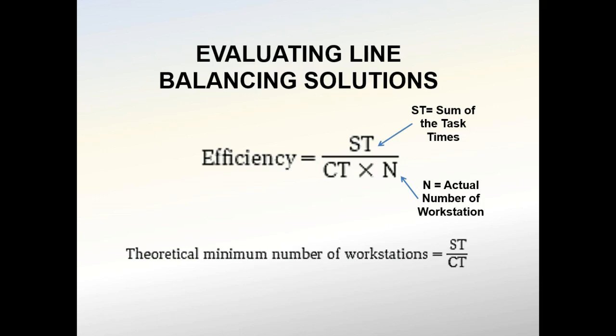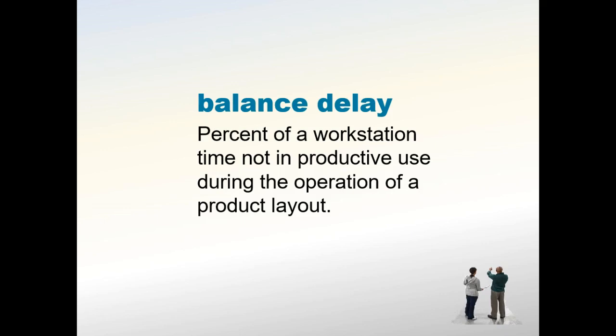With these values, efficiency of a product layout can be expressed as efficiency equals the sum of the task times divided by the cycle time multiplied by the total number of workstations. So you would multiply cycle time by the total number of workstations, and then you're essentially going to divide the sum of task times by that amount. Now we can calculate the balance delay, or percent idle time, in a design by subtracting its efficiency from 1.0.